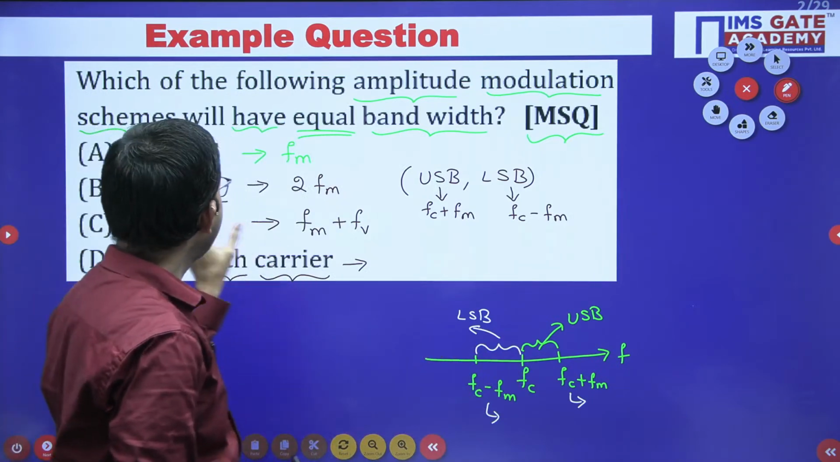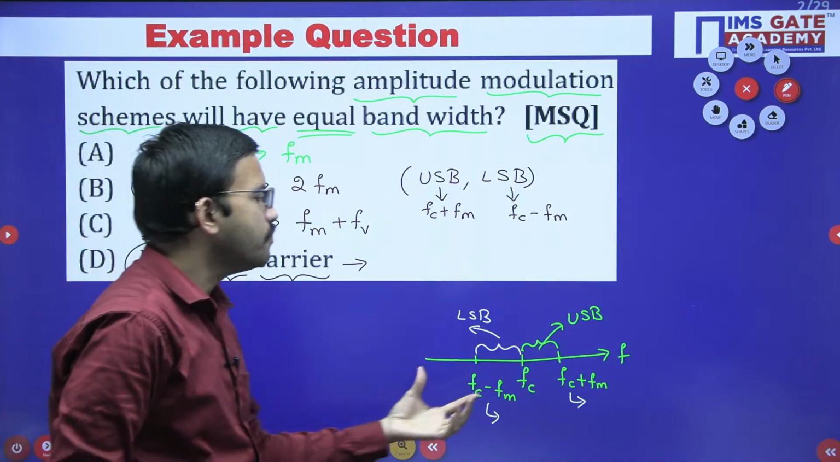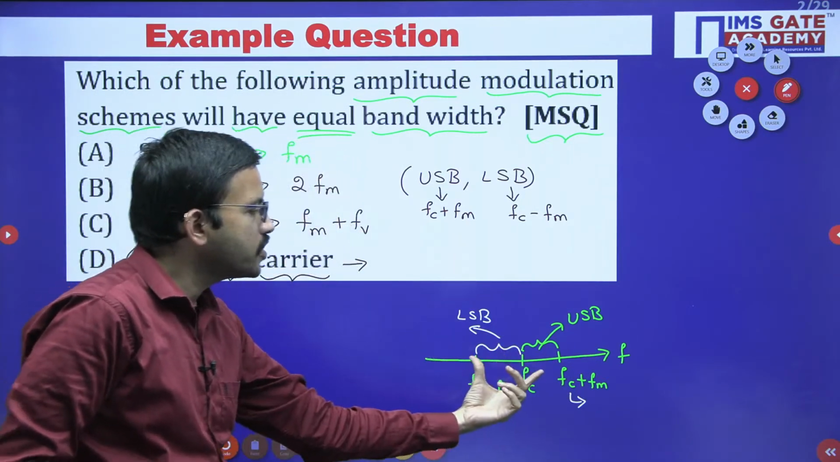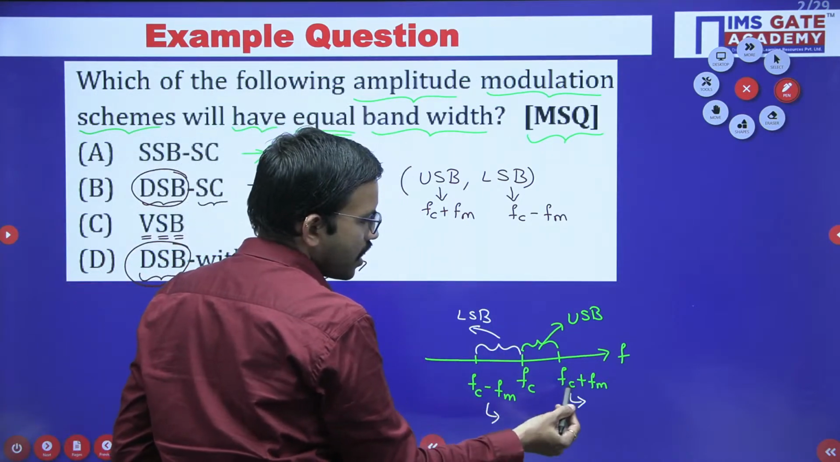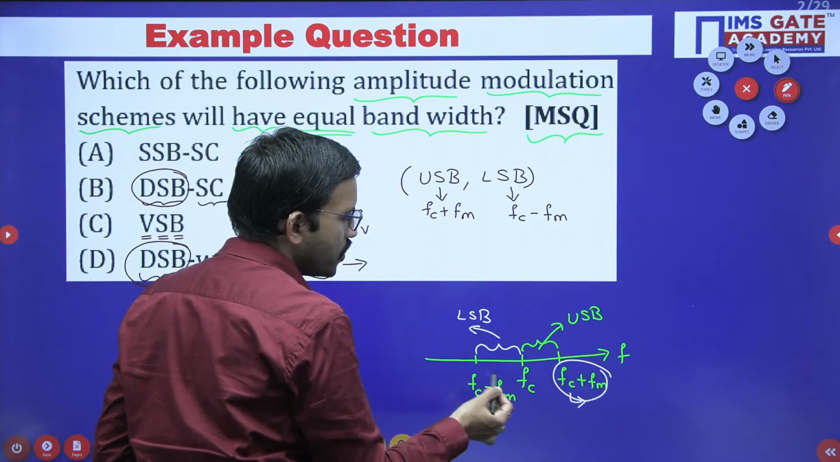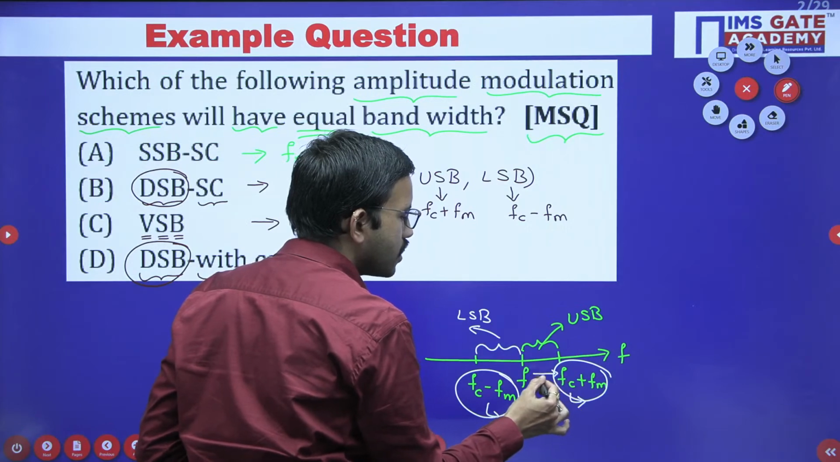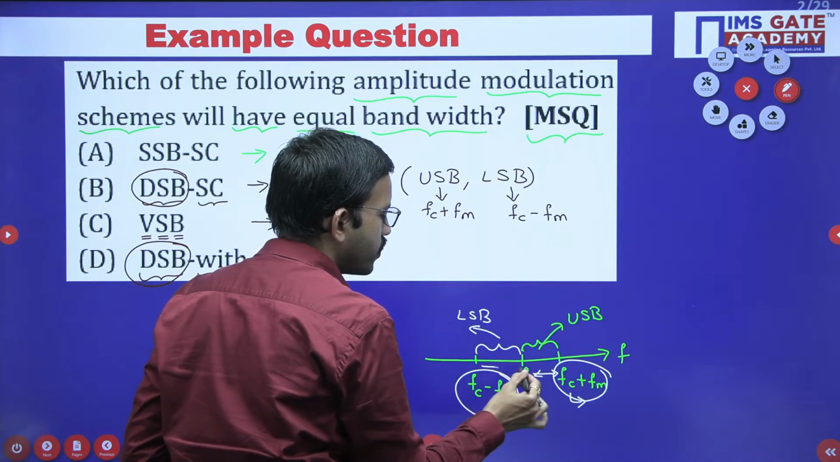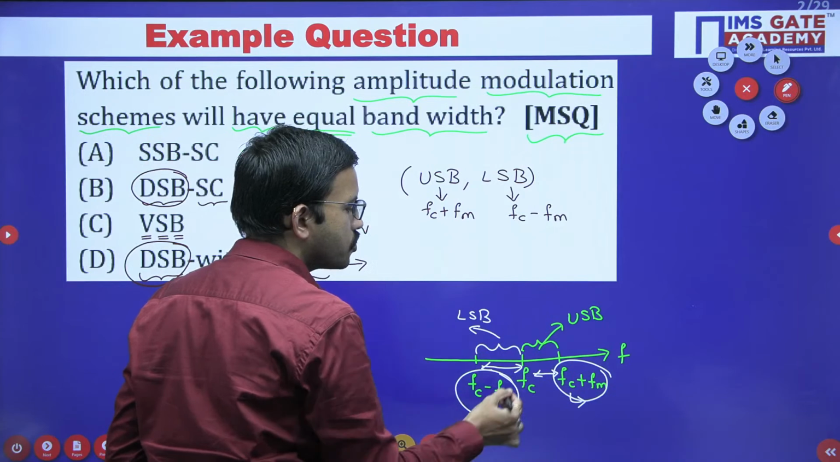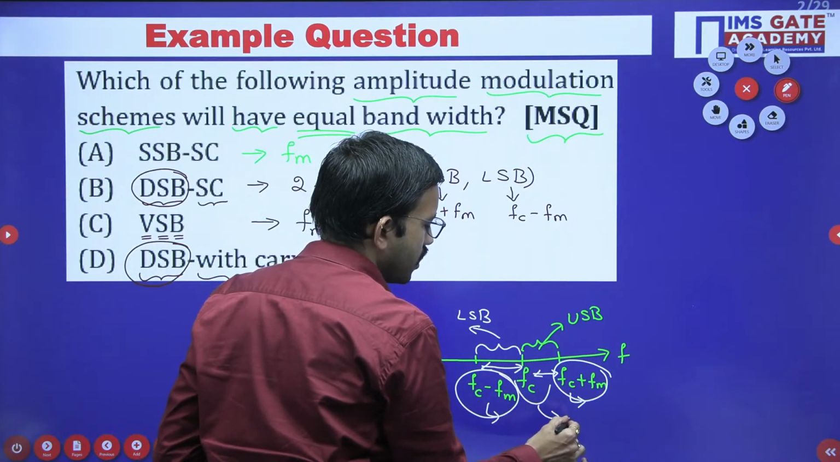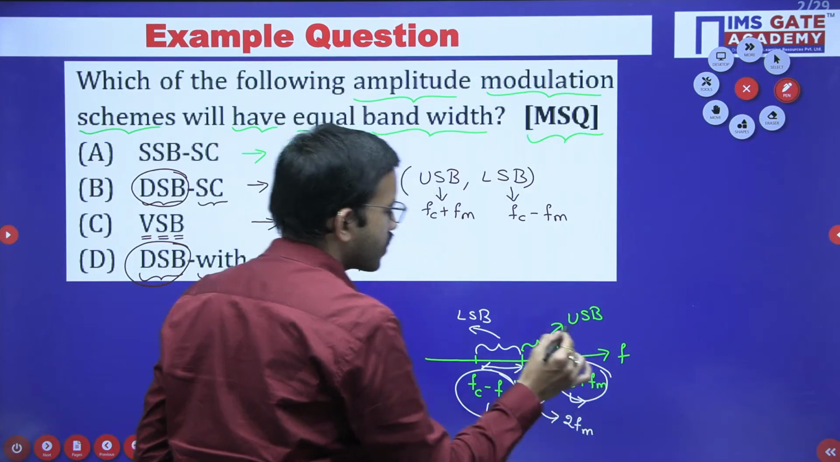Okay, so here double sideband suppressed carrier. We have both the sidebands together. Bandwidth means upper cutoff frequency minus lower cutoff frequency. From FC, FM units you have here, and similarly from here FM units you have. Together FM plus FM, 2FM.